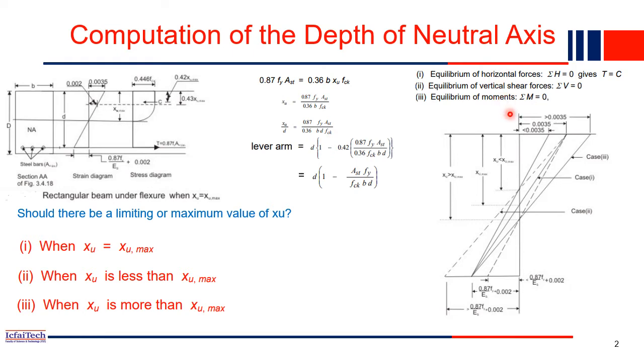These are three equilibrium equations. Based on that, T equal to C, right? Total tension force here should be equal to total compression force C. So how much is the total compression force? I don't know if it is visible or not, but T equal to 0.87 Fy Ast.